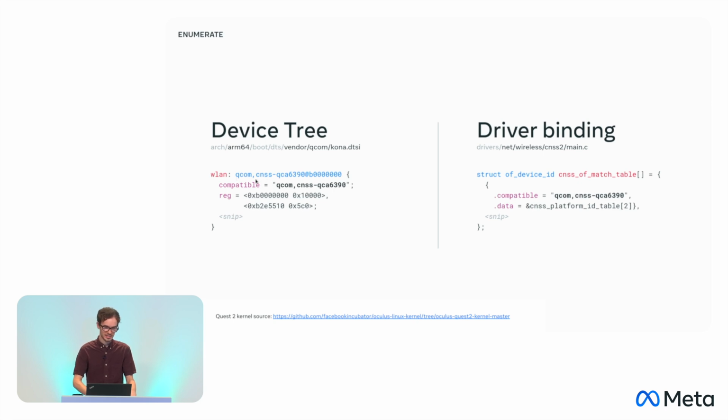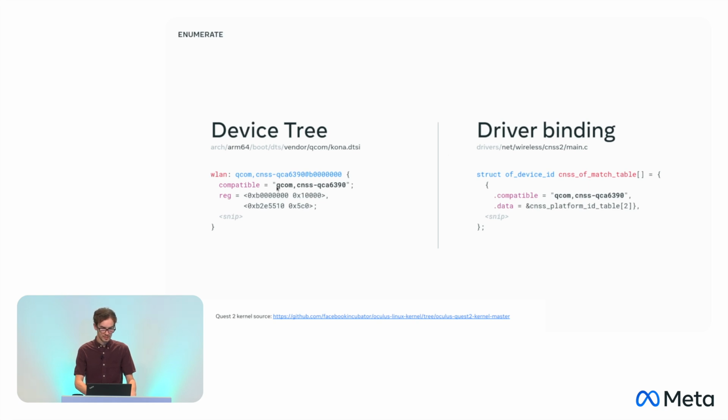Both say Qualcomm CNSS, which stands for connectivity subsystem, and then a part number. The compatible string is really the thing to pay attention to. There's a lot of extra information down here, like some register information, which is useful once you get to analysis, but the compatible string is what matters for enumeration. The reason that matters is because then you can go into the drivers directory of Linux and see what C code is used to talk to this device.